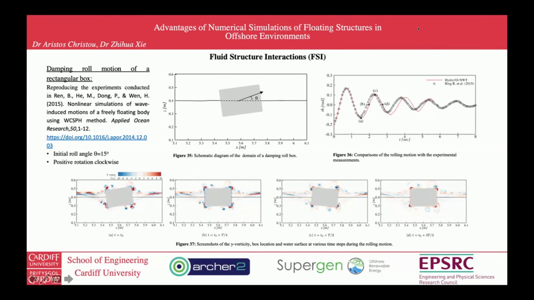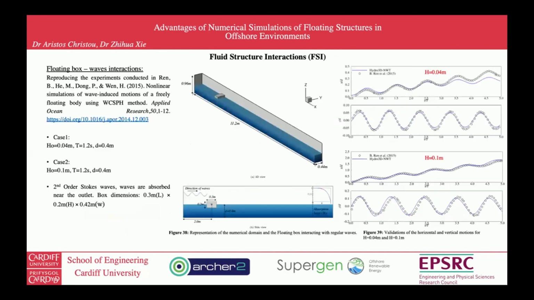In Figure 36 here, we can see the motion compared with the experiments, with quite decent results. And then, again, we can visualize the turbulent or rotational flow structures in terms of vorticity, and how it looks near the corners and around the step, or around the structure, both in water and air.